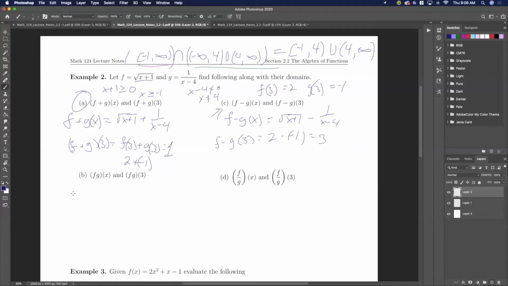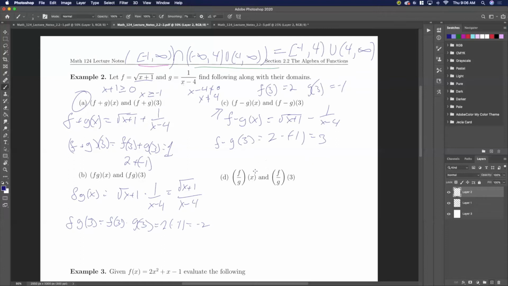Same thing here. If I multiply the two functions, I'll just have square root of x plus 1 multiplied by 1 over x minus 4. You can simplify this if you want to, x plus 1 over x minus 4. Here, if we take f of 3 times g of 3, f of 3, of course, is 2. G of 3 is -1. And so I have -2.